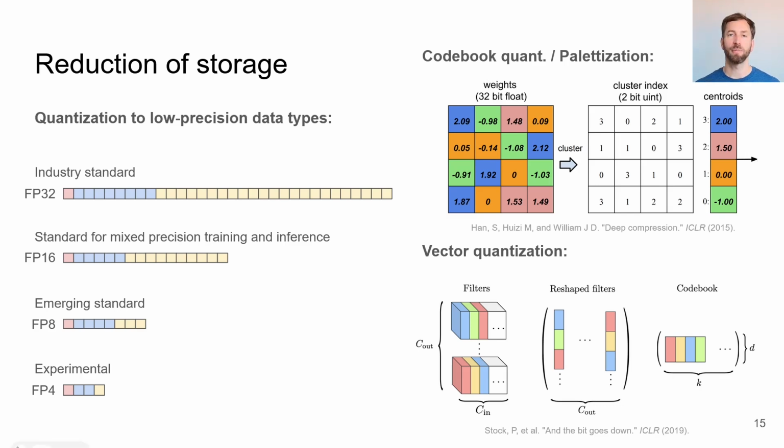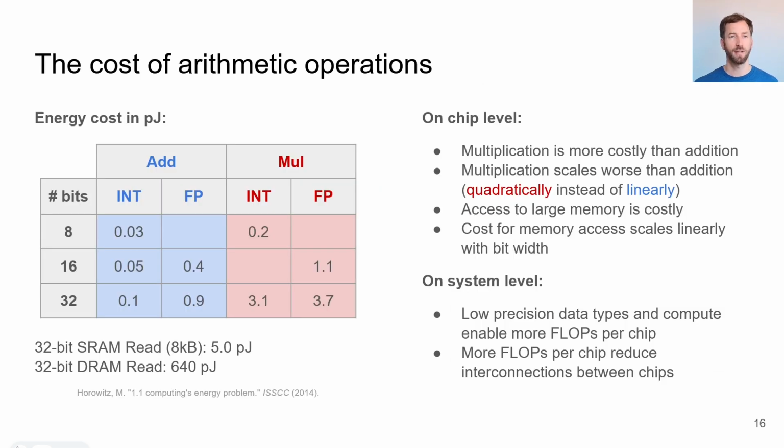After discussing the requirements for storage and bandwidth, let's have a look at the cost of arithmetic operations. The table on the left-hand side shows the energy cost for addition and multiplication for integer and floating point data types across different bit widths. In general, multiplications are more costly than addition. And as reference, a multiply accumulate using floating point 32 data types requires approximately as much energy as reading from SRAM. Reading from DRAM requires over 100 times more energy.